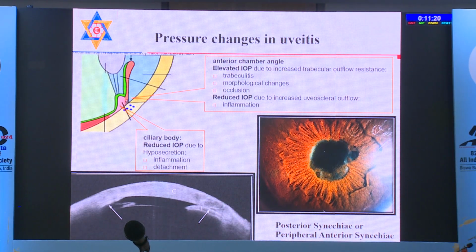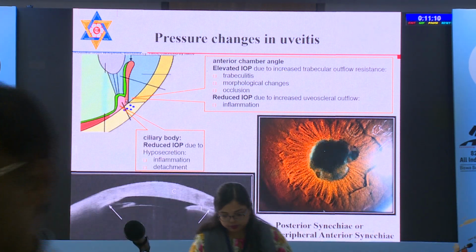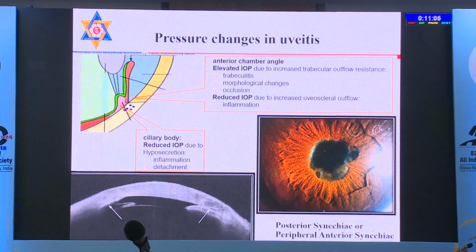The intraocular pressure can be elevated, and this can happen because of resistance in the trabecular outflow, which is due to trabeculitis or morphological changes in the trabecular meshwork causing narrowing and decreased drainage, or because of occlusion. Not only that, there can be reduction in the intraocular pressure, which could be due to increased uveoscleral outflow. Inflammation in the ciliary body can also lead to reduced intraocular pressure, leading to hyposecretion due to ciliary shutdown or even because of ciliary body detachment.